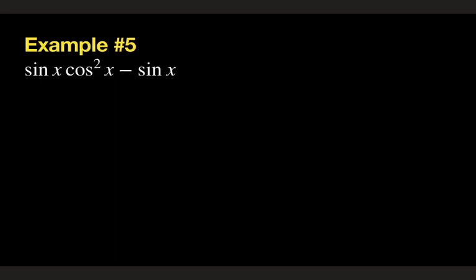For this one, we're going to try to condense this into the simplest form. So we're going to use some of the identities as well. So we have sine x cosine square x minus sine x. So we can see that we have a sine x in common. So I'm going to take that out and I'm going to be leaving cosine square x minus 1.